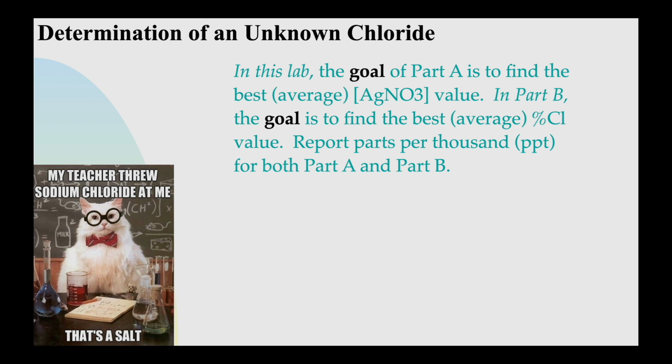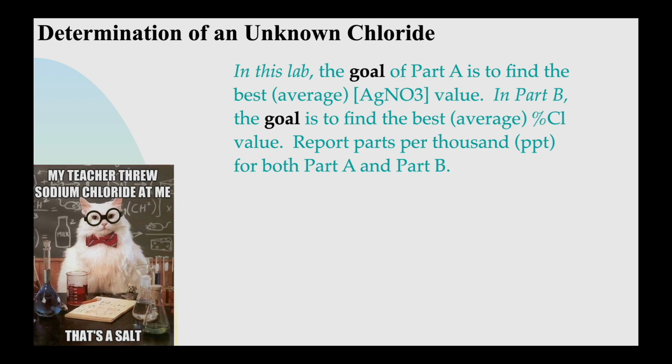I apologize. So in this lab, again, the goal of part A is to find the best average silver nitrate concentration, the best silver nitrate molarity, in moles per liter. And then in part B, you'll use the average silver nitrate value from part A to find the best average percent chloride value from your 3 sets of data. Report parts per thousand for part A and part B. Don't average anything in part A until you get to the 3 molarity values. Then you can average those and find parts per thousand. And the same for part B. Don't average anything until you get those 3 percent chloride values. Then you can average and find parts per thousand and you're good to go.